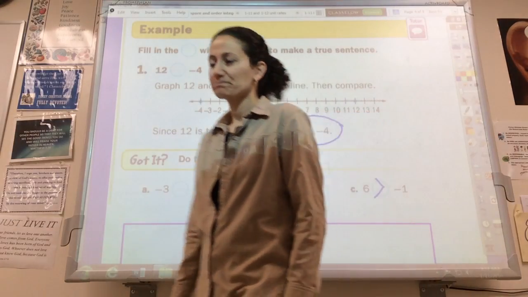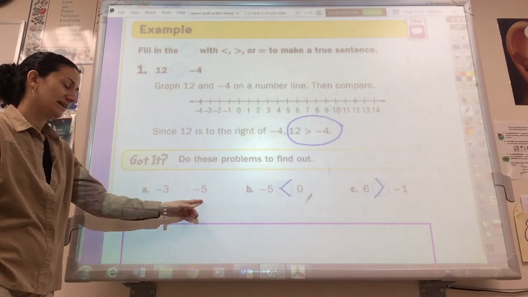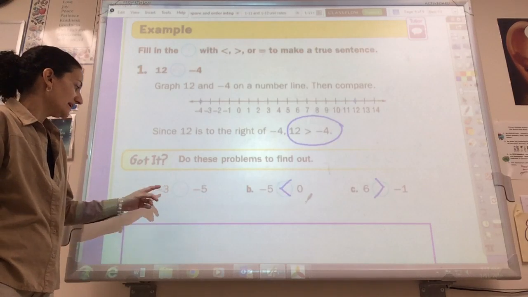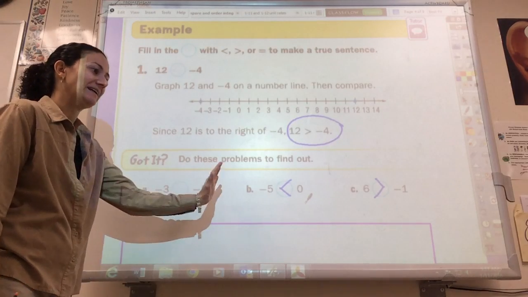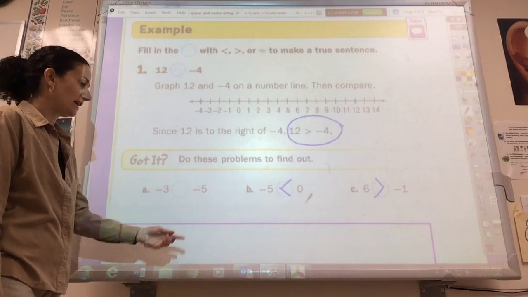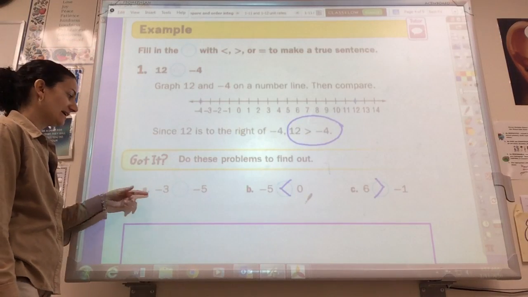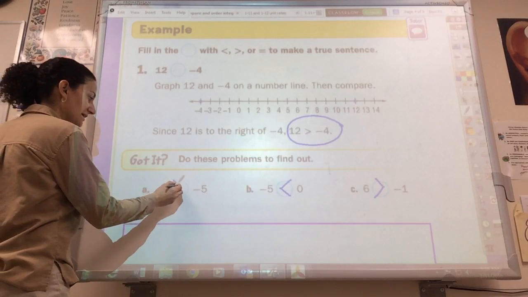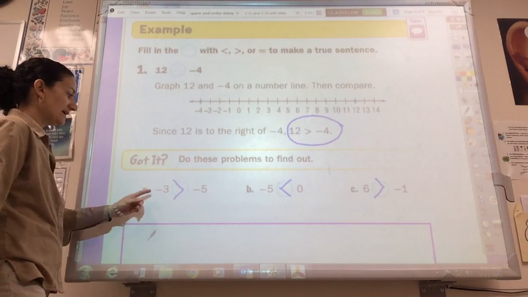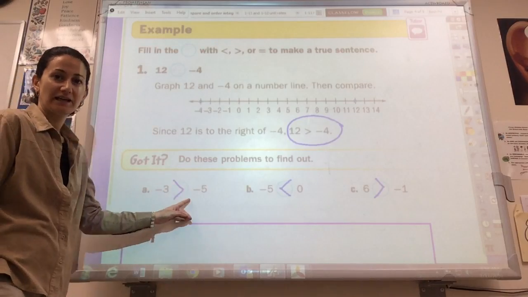Here's the tricky one. If you've got negative 3 and negative 5, remember, negative 3 is further to the right than negative 5. Negative 5 is less than negative 3. So the symbol we need here is greater than. Negative 3 is greater than negative 5.